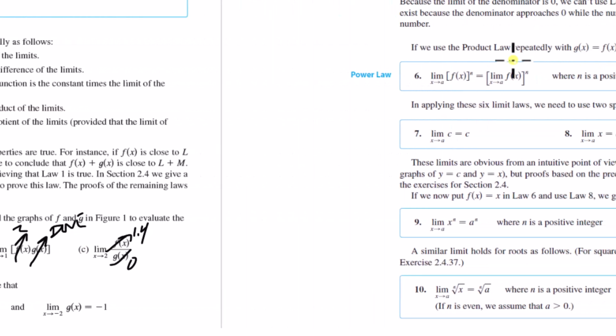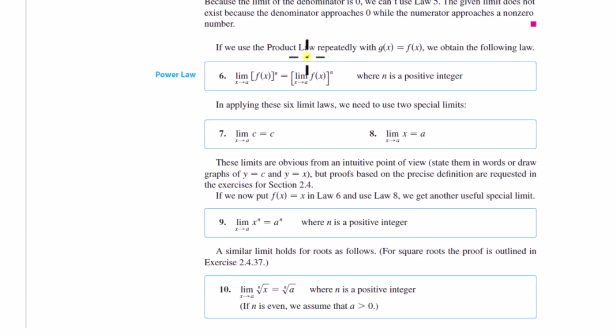If we use the product law repeatedly with g of x equal to f of x, we obtain the following law. What they're saying is that if you've got the limit as x approaches a of f of x to the n power, you can take that n power and bring it outside of the limit. You just do the limit as x approaches a of f of x, to the n. This makes intuitive sense, right? We could have figured this out on our own because limits are so flexible. But they're trying to prove all these properties rigorously from a math perspective.